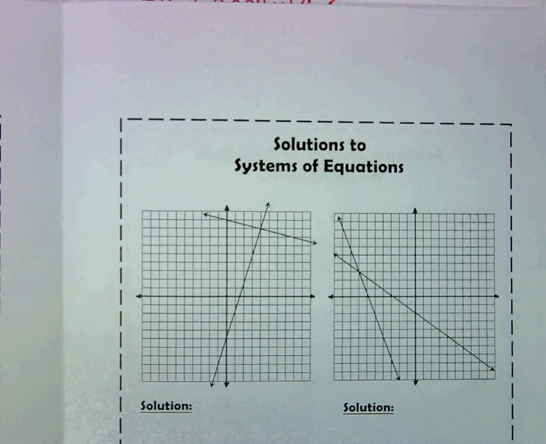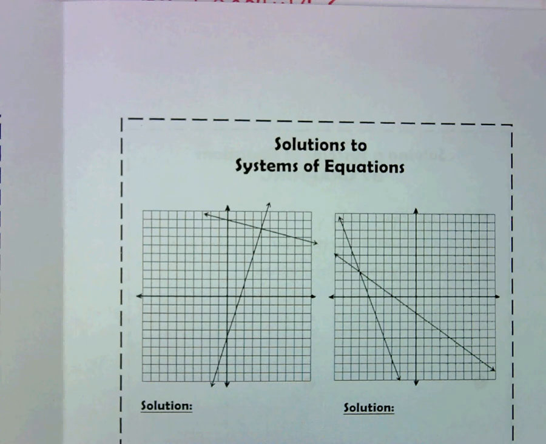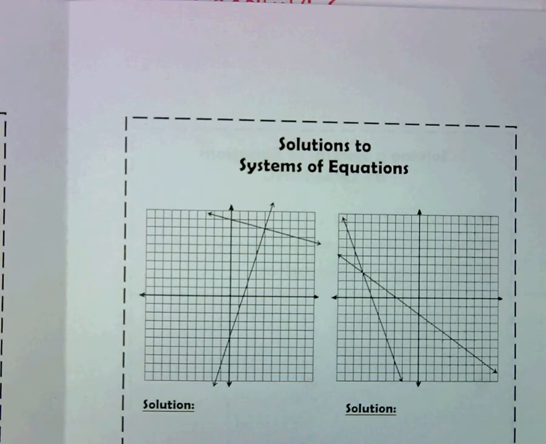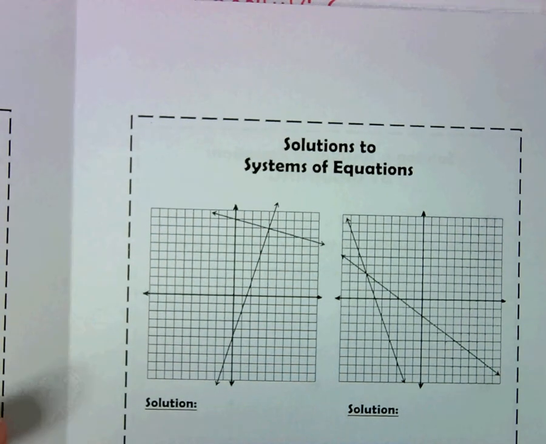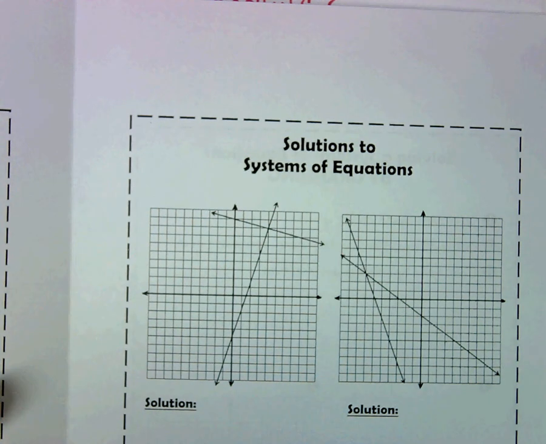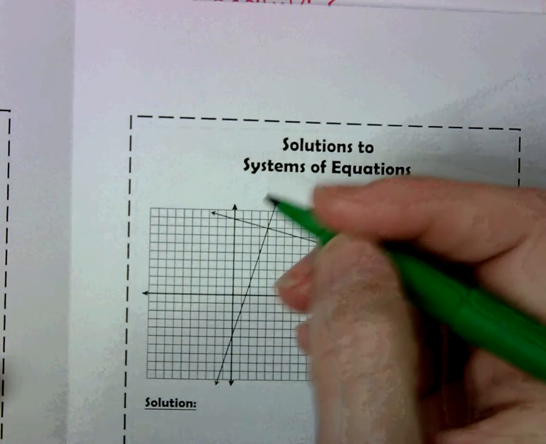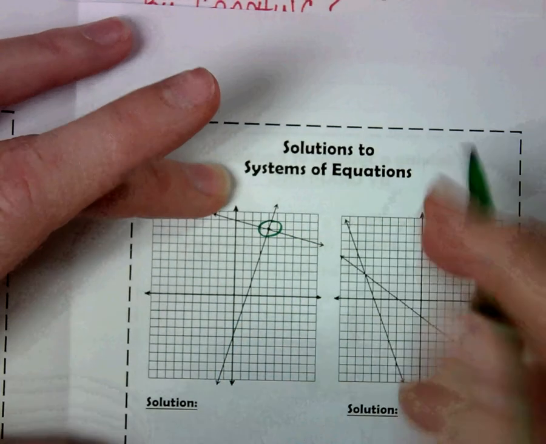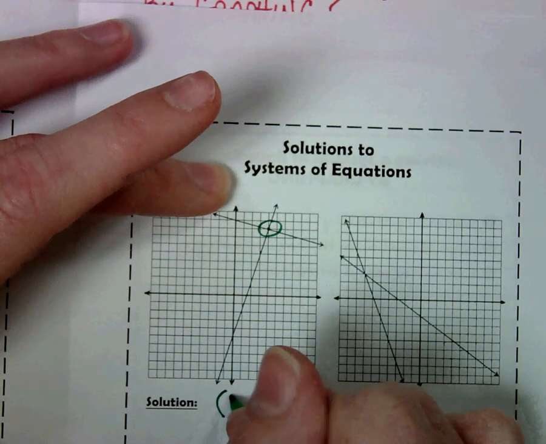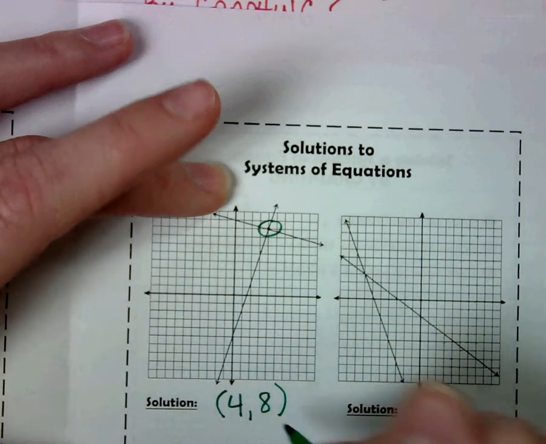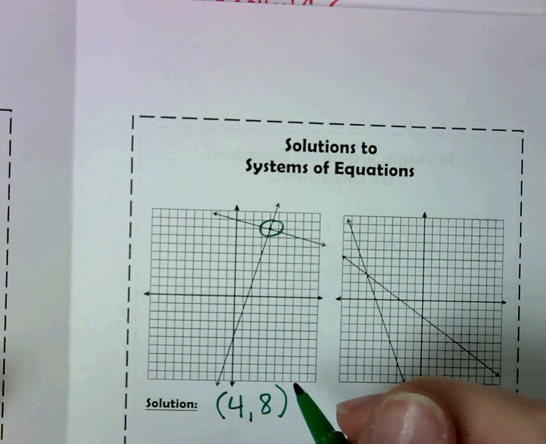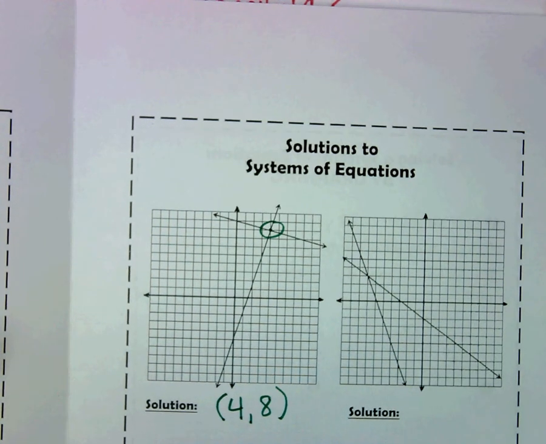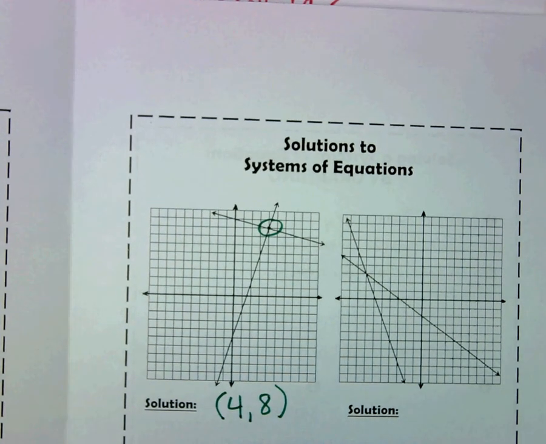These are already graphed for you. So we're basically just looking for the point of intersection. Here's my point of intersection. This coordinate is (4, 8). Simple as that. One thing I might ask you is, could you write that system of equations?